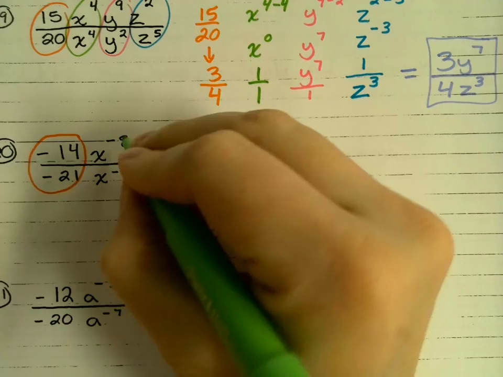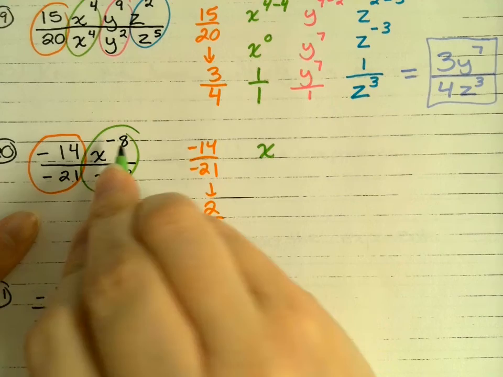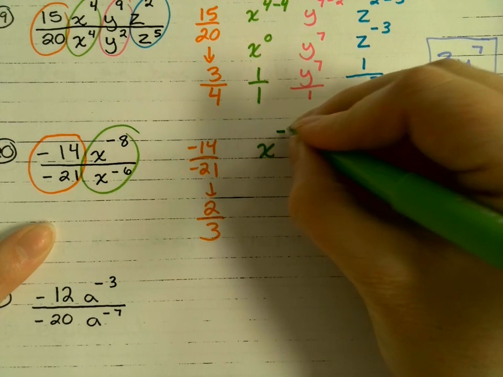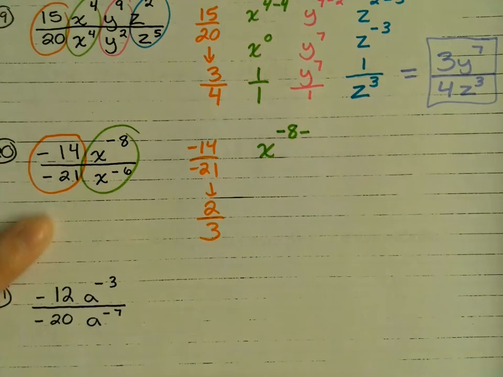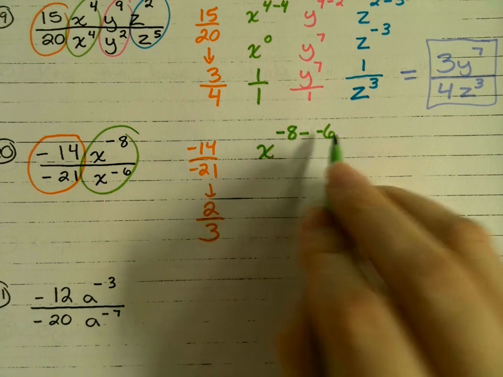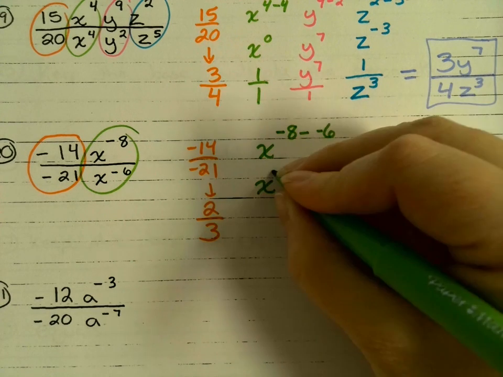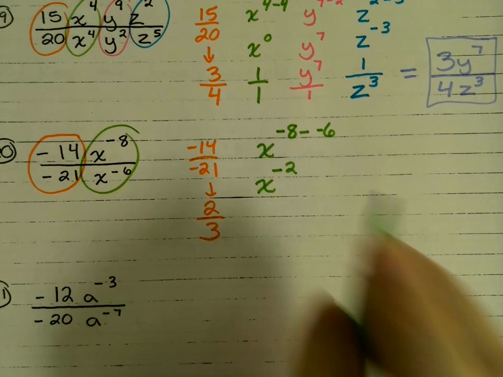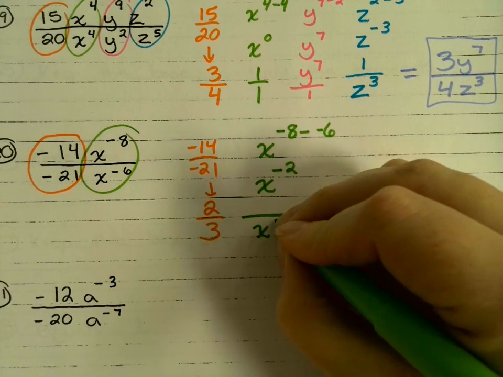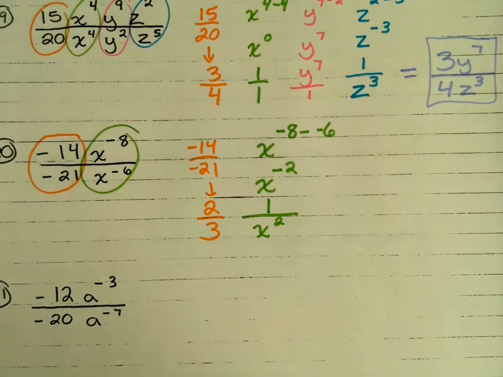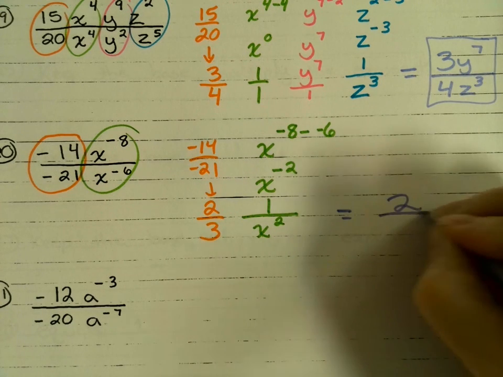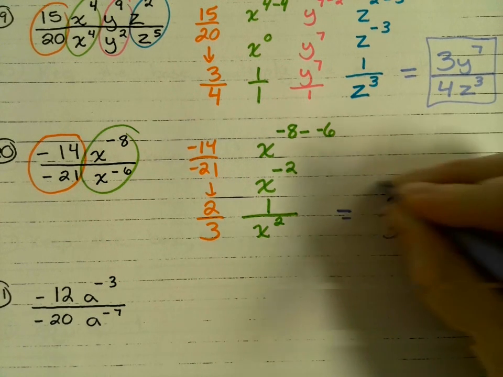We're then going to work on just the x's. X to the negative 8th over x to the negative 6, that means subtraction. So we're going to take negative 8. We're going to subtract negative 6. When we subtract negative 8 minus negative 6, that becomes x to the negative 2nd power. Again, we don't like having negative exponents, so we move that to the bottom so that it becomes positive, and we put a 1 on the top. Then we just combine it all together. This becomes 2 over 3x to the 2nd.